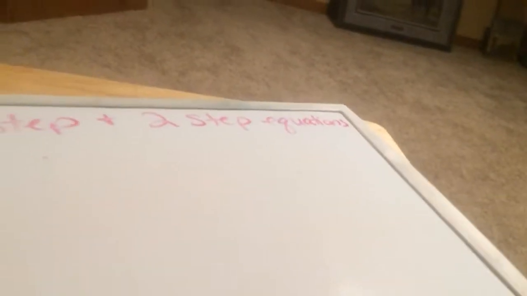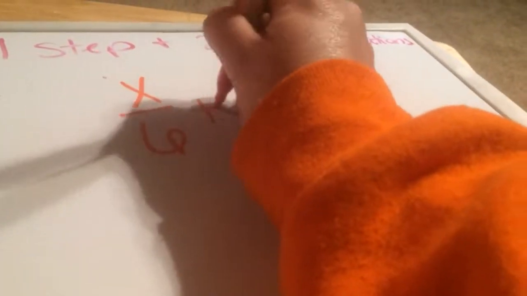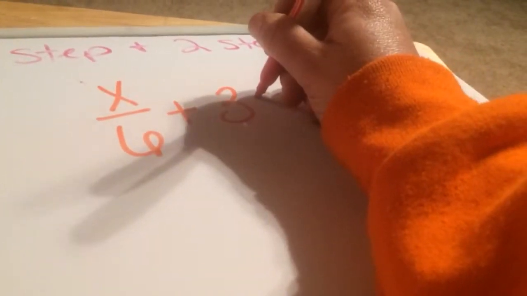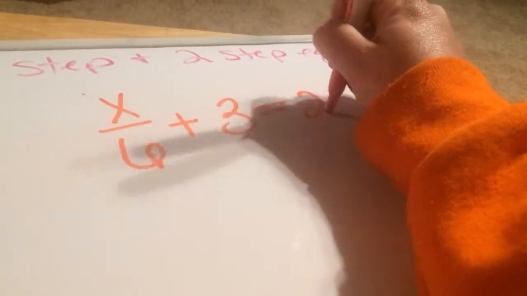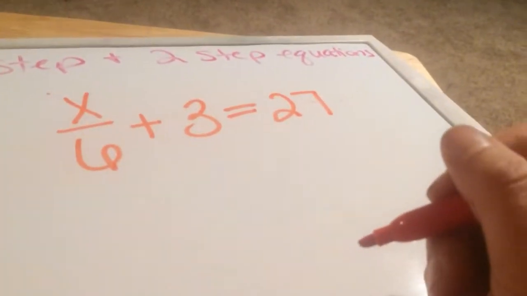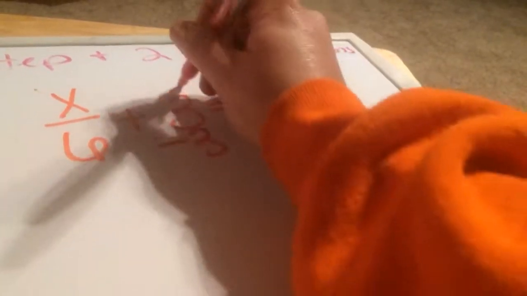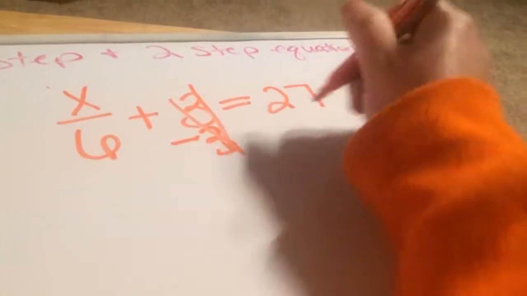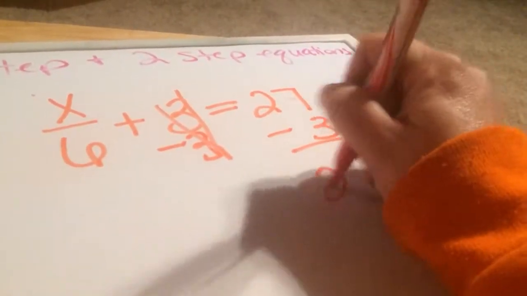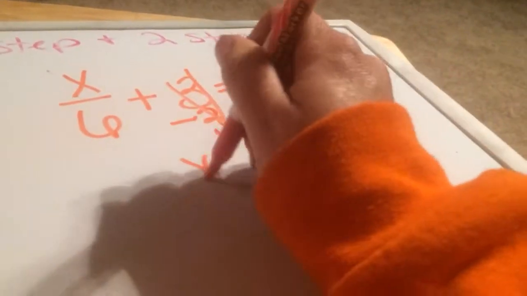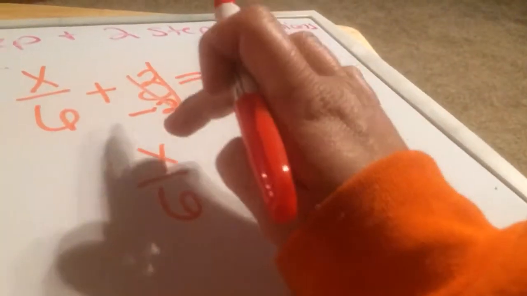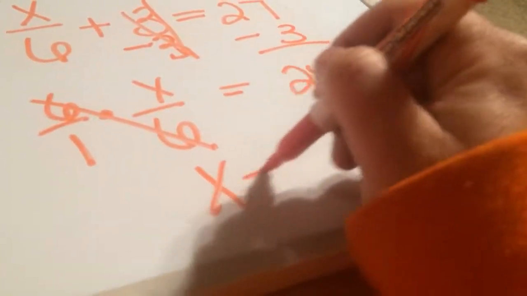So now we're going to do a little bit of division. So we have x over 6 plus 3 equals 27. So we're going to subtract 3 from both sides because we want the x by itself. We'll subtract 3. So we get 24 equals x over 6. So now to get the x by itself, we have a 6 in the denominator, so we want to get a whole number 6. So we're going to multiply by 6 over 1. So that cancels out, and you're left with x equals.